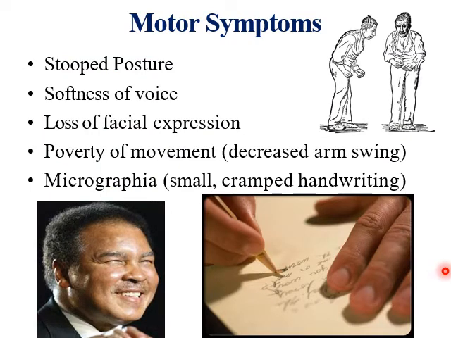Other motor symptoms of Parkinson's include a stoop posture with a very flexed thoracic spine and also flexed knees, softness of voice, loss of facial expression as we've mentioned, poverty of movement such as decreased arm swing, and this is known as hypokinesia, as well as micrographia, which is small, cramped handwriting as can be seen in the picture here. As the handwriting becomes smaller and less legible, sometimes checks can be bounced back as well.